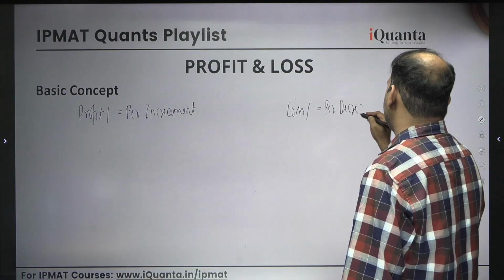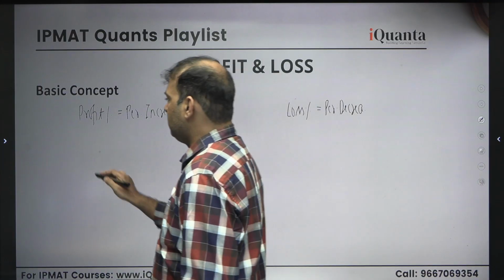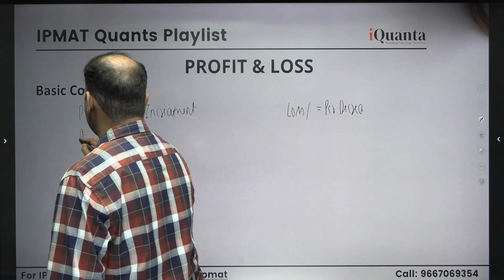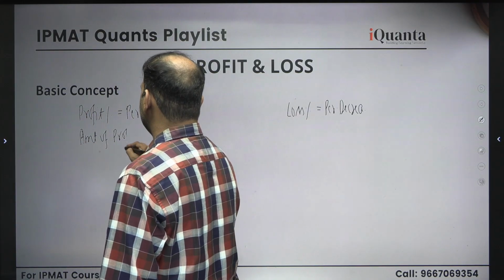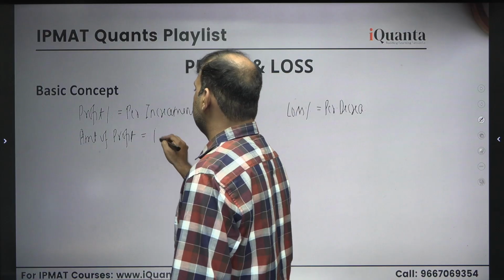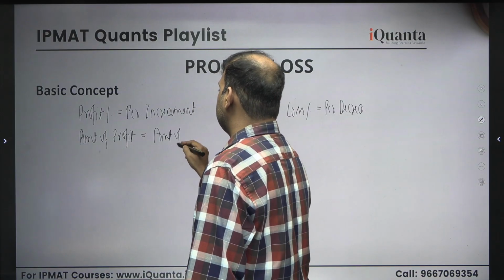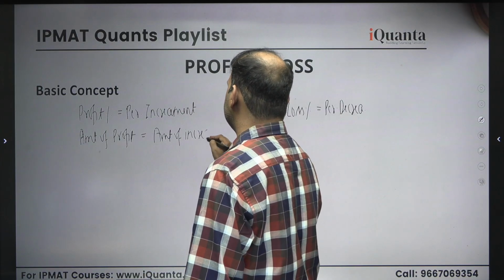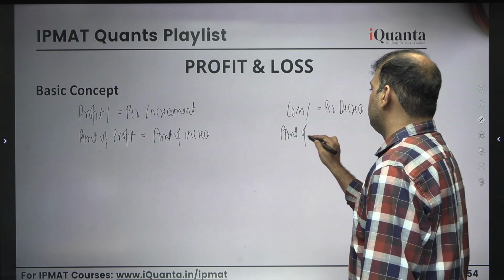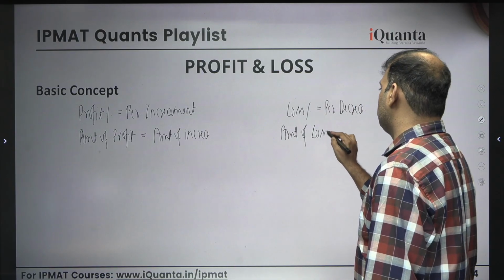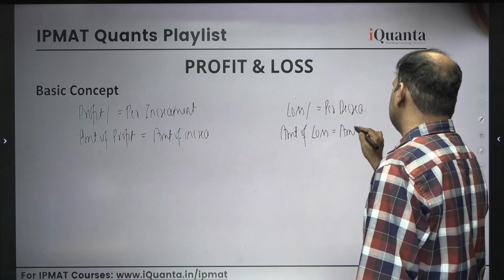What about the other things? We can say the amount of profit is the amount of increment. The amount of profit will be the amount of increment. And in the case of loss percentage, the amount of loss is the amount of decrement, right guys? Amount of loss is the amount of the decrement.